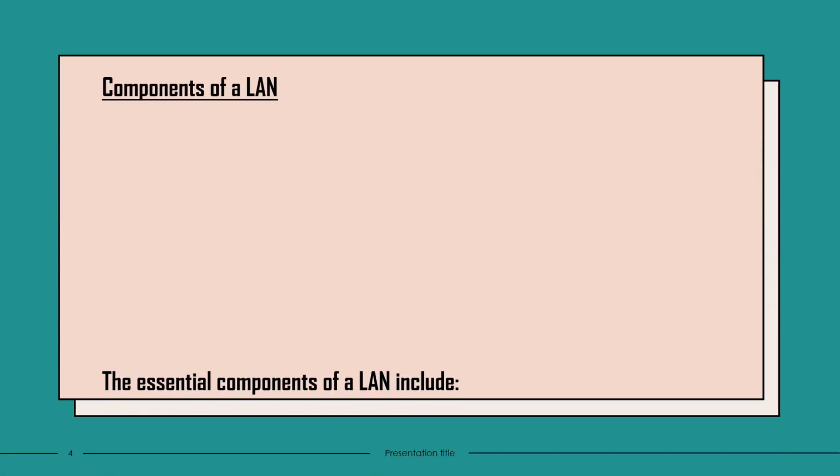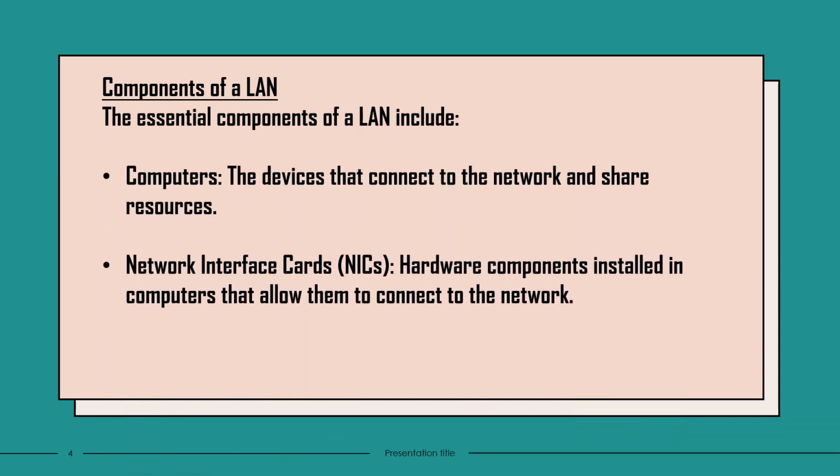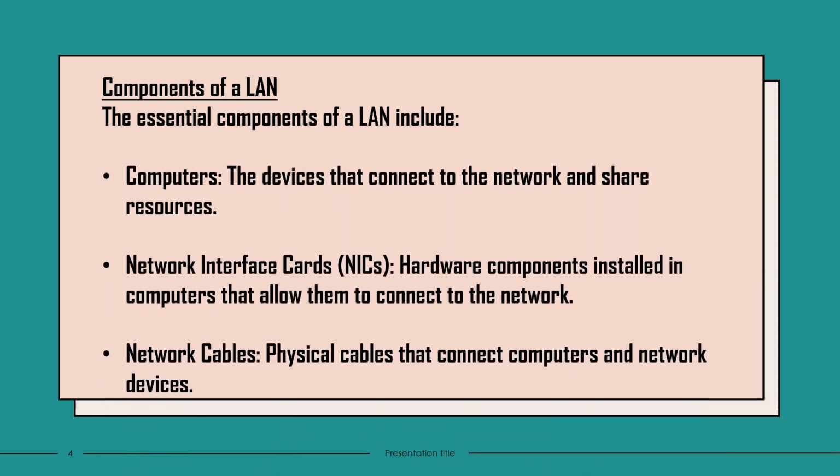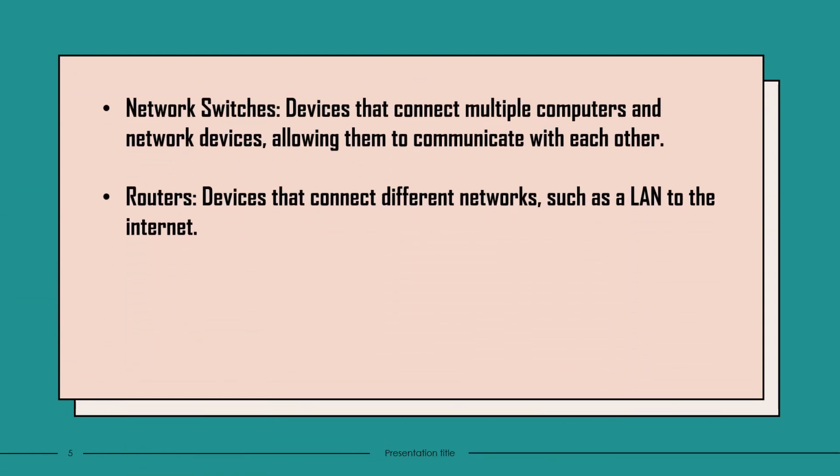Where we have the computers, these are the machines that are going to be used by users. And then we have the network interface cards. These are the hardware components installed in computers that allow them to connect to a network. Network cables, these are the physical cables that connect computers to network devices. Network switches, these are devices that connect multiple computers and network devices, and allow them to communicate with each other.